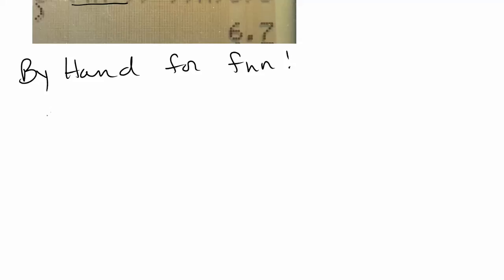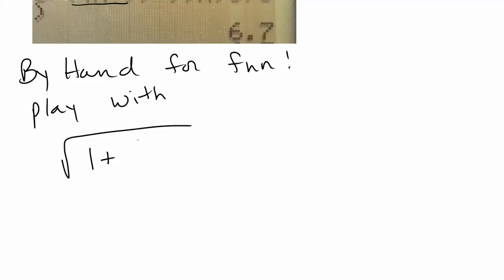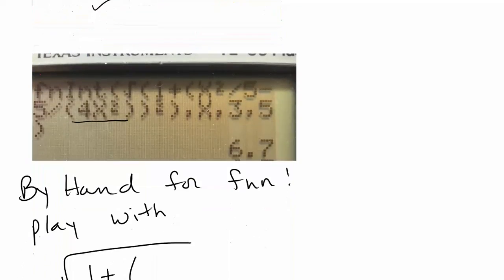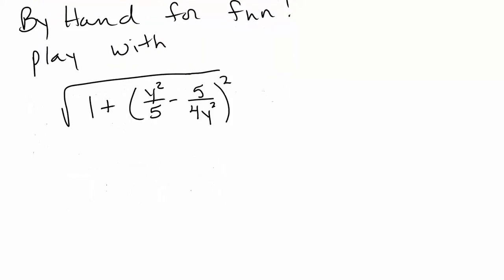The first thing you're going to have to do is play with this expression, 1 plus, and then going back up here, y squared over 5 minus 5 over 4y squared, and that whole thing is squared. Let's just play with that. Let's just see how we can simplify that. Okay, now the first thing that I would do is get a common denominator in here, and the way you would do that is you would multiply by the LCD, which is going to be 20y squared. So on this side, if you multiply by 20y squared over 20y squared, and on this one you would multiply by 20y squared over 20y squared. So you just multiply top and bottom of each term by the LCD.